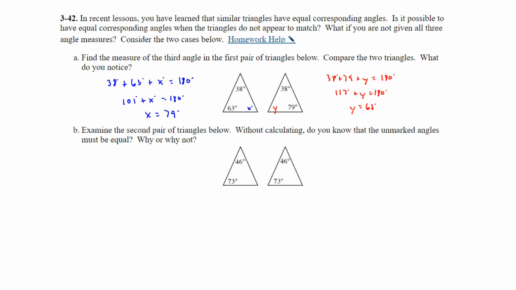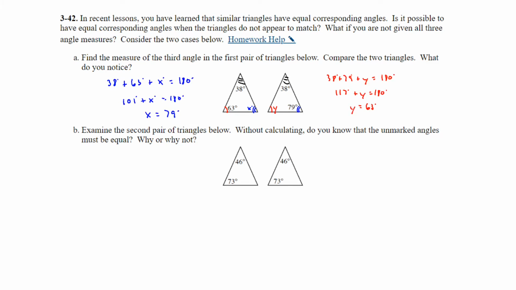So part A, find the measure of the third angle in the first pair of triangles below, which we did. Compare the two triangles, what do you notice? We notice that the triangles are congruent. You have the same measures for each of them, and the corresponding angles are equal. So once again, this angle corresponds to this one. Those are congruent. The 79 corresponds to that one, which is 79, and then the 38 corresponds to this one.